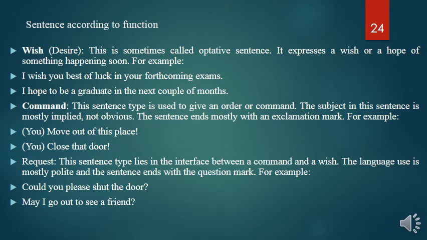A request is a type of sentence that lies in between a command and a wish. It is neither a command nor a wish. For example, could you please shut the door? May I go out to see a friend? So this is not a wish, and also it is not a command. So this is a request, because you are requesting for something.